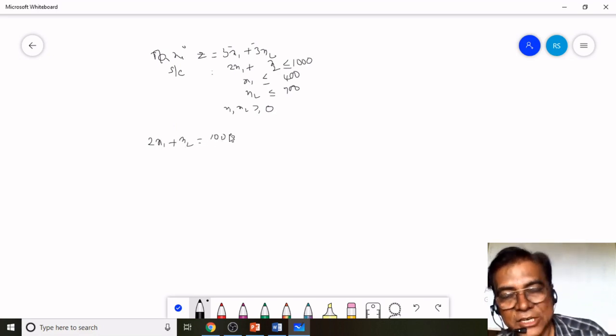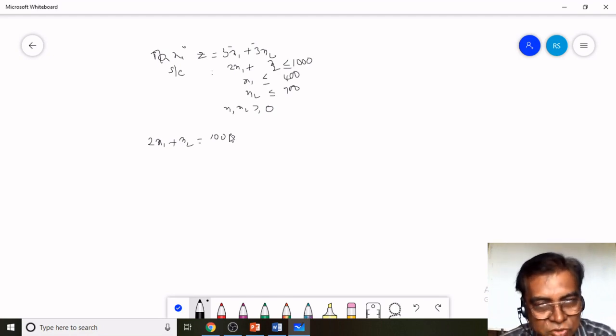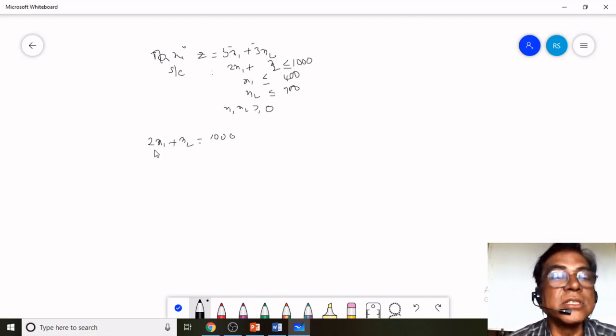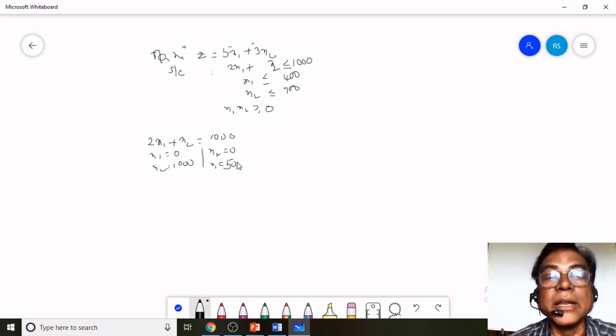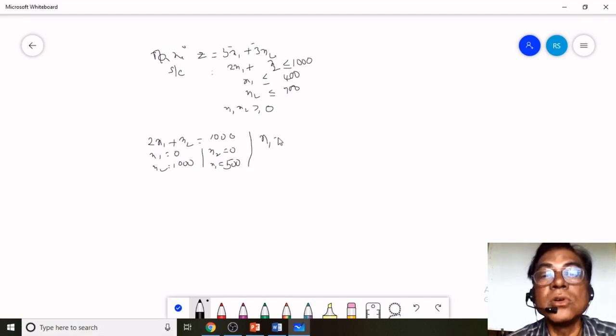Please try to convert the inequality equation to an equal equation. Let x1 is equal to 0, so x2 is equal to 1000. Now x2 is equal to 0, so x1 is equal to 500. Am I right? 500. Next go to the second equation: x1 is equal to 400. You write like this only. Go to the third equation: x2 is equal to 700.